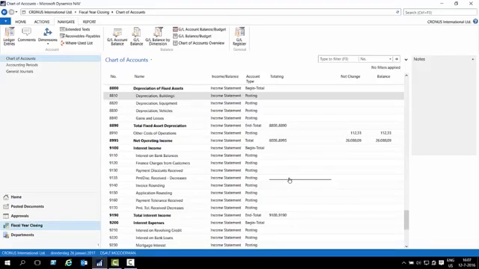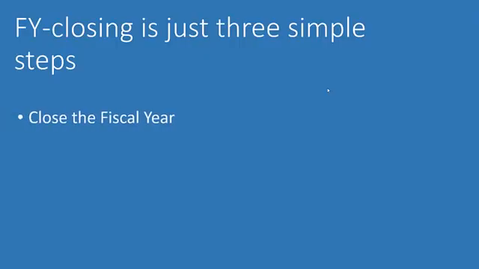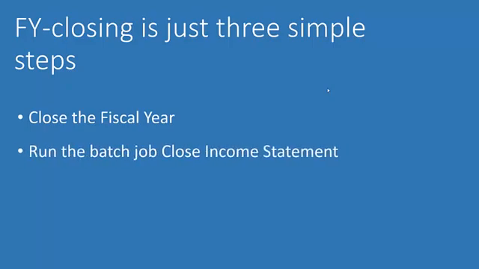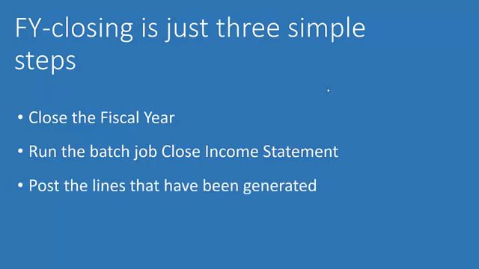That's all there is to tell about closing a fiscal year on the income statement. Please bear in mind that it's only 3 simple steps. The first step is close the fiscal year, the second step is run the batch job close income statement, and the third step is post the lines that have been generated in the general journal that you had selected.